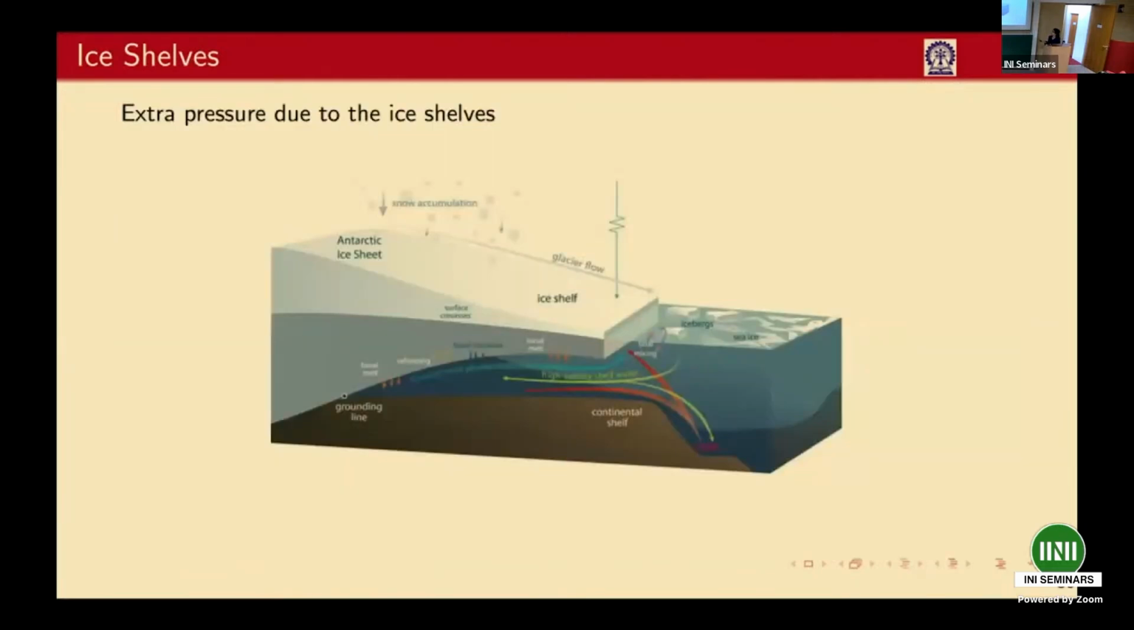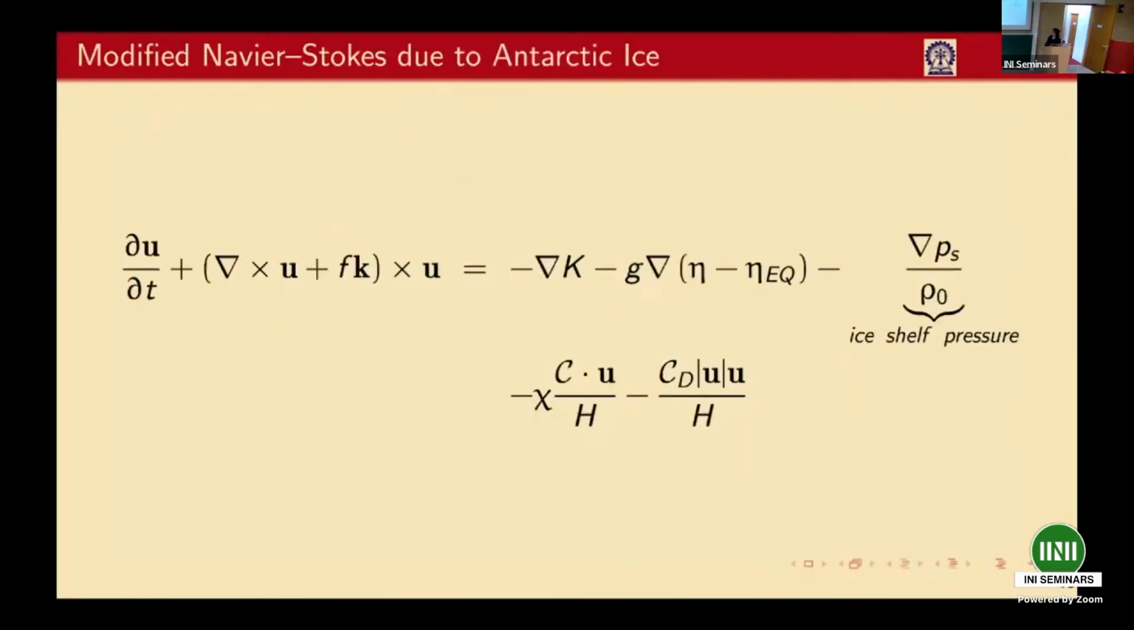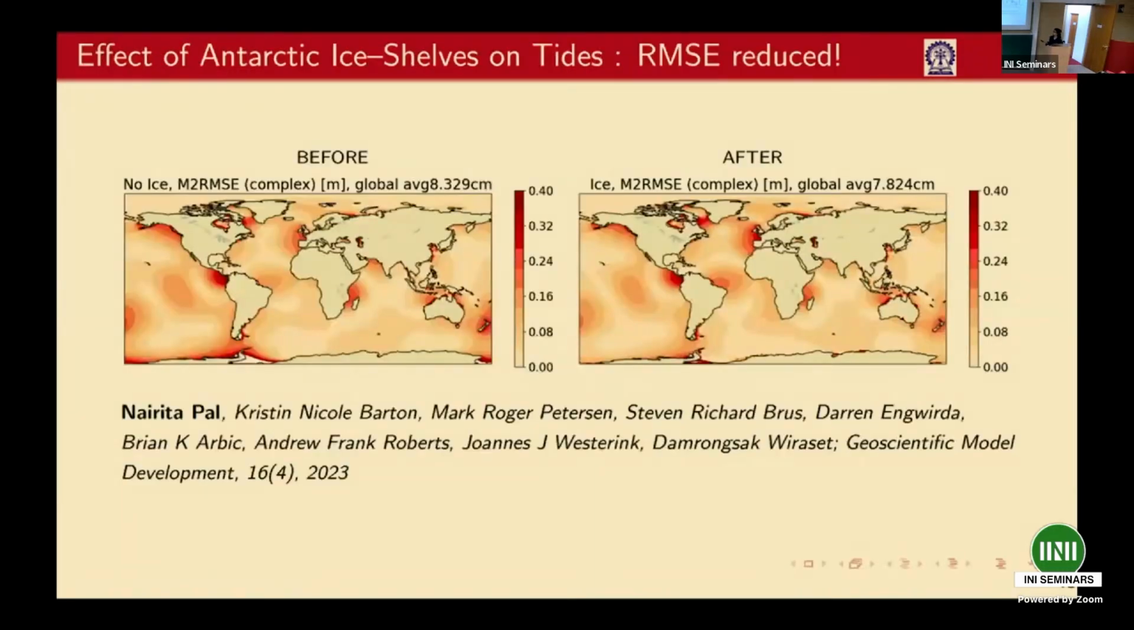So this is a schematic of the ice shelves, and you have the ocean here, the continental shelf here, and the ice shelf jutting out, and it exerts pressure. So in our model, we accounted for that extra ice shelf pressure, and this is how it was added. And we saw that these errors immediately improved when we added the ice shelf pressure, just by accounting for it as a boundary condition to the whole model.